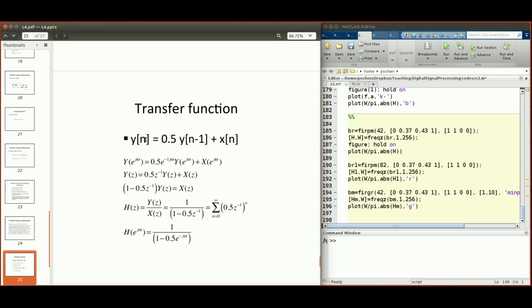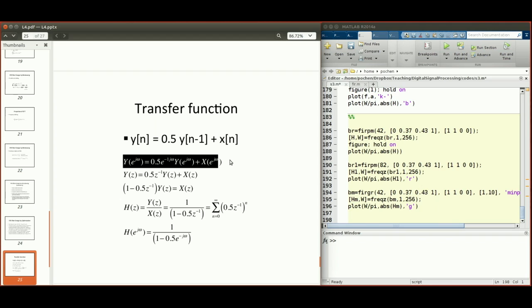Again, if we do the Fourier transform, small y becomes big Y. The independent variable becomes omega, the frequency. 0.5 times y[n-1], so it's a shifted y, right? The Fourier transform of a shifted y is big Y times e to the power of minus j omega, since the amount of shift is 1. And then x is converted into big X.